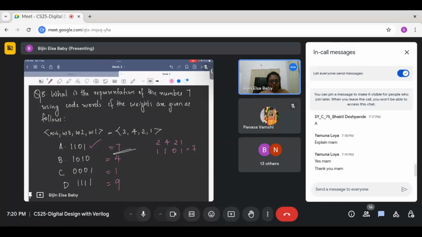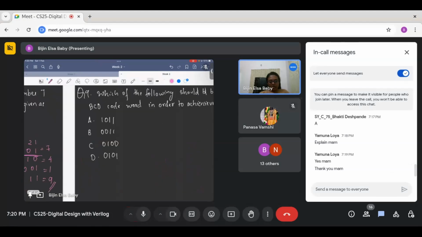Here, if you put 1, 0, 1, 0, 2 plus 2, that will be 4. 0, 0, 0, 1, this will be 1. 1, 1, 1, 1, 2 plus 4 plus 2 plus 1, that will be 9. So this will be the representation of 7, 1, 1, 0, 1.